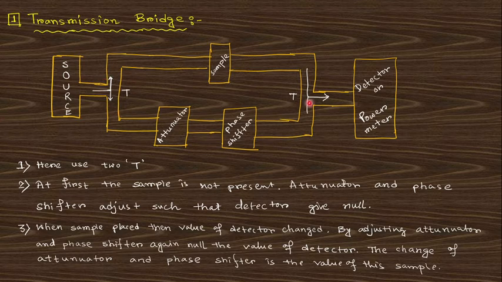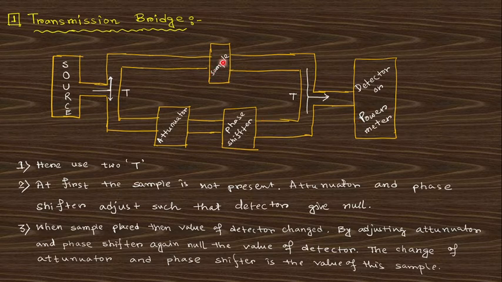So you can see here there are two T connectors, which are the actual bridge connectors. Initially we do not place the sample. These are connected, and the microwave goes through this path, and through this path via the attenuator and phase shifter, and reaches the detector. We adjust the attenuator and the phase shifter such that the power meter gives a null value, right? So we adjust the attenuator and phase shifter, without the sample, until the power meter reads 0.